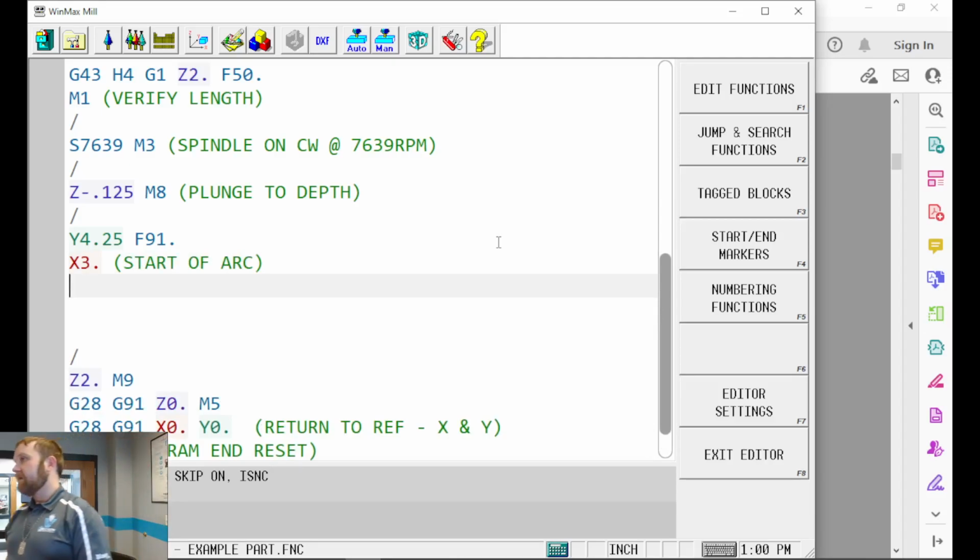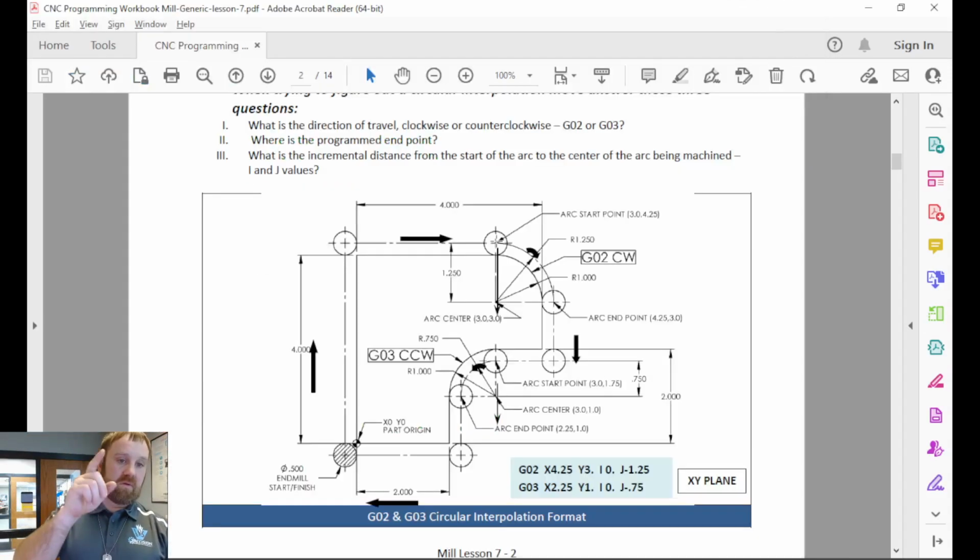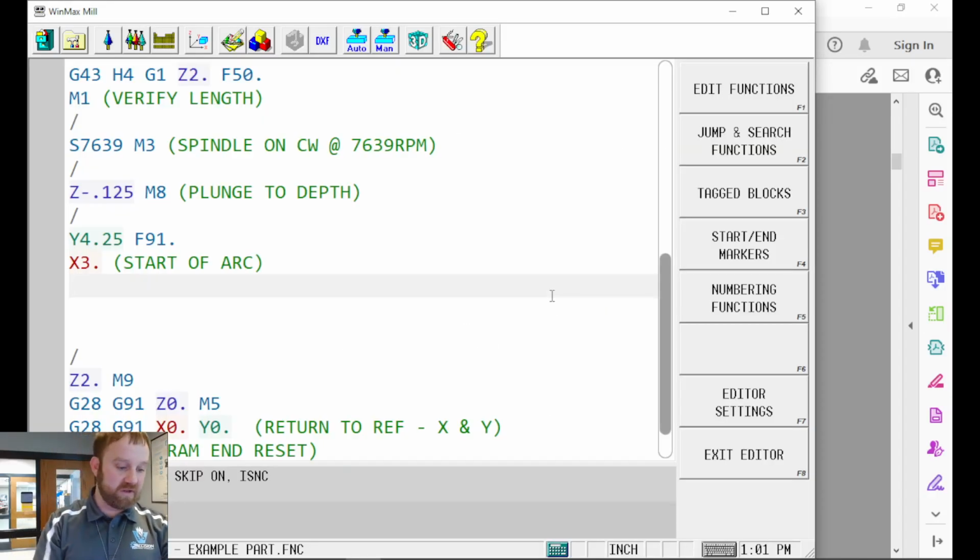Okay, now the arc move. This one's given to you in your books. You've got the line down there. That's what it's going to look like. But I'm going to walk through it just like I can't see that down there. I'm going to act like that's invisible to me. This arc move, it's going clockwise. If it's clockwise, it's a G2. So the start of the line is a G2.